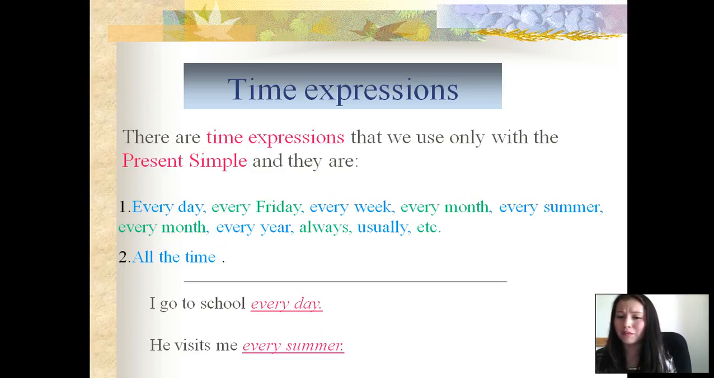Also, in the present simple we have time expressions. There are time expressions that we use only with the present simple, and they are every day, every Friday, every week, every month, every summer, every year, always, usually, etc. For example, I go to school every day. He visits me every summer.